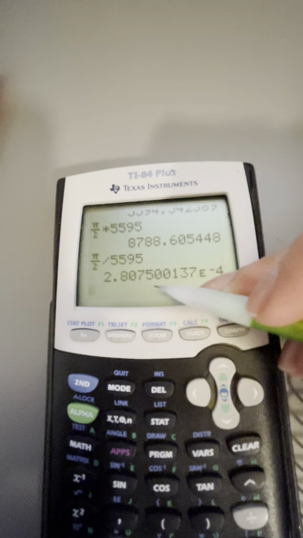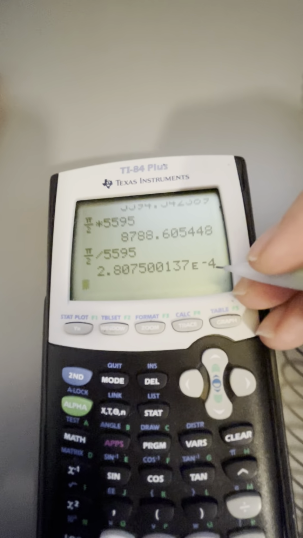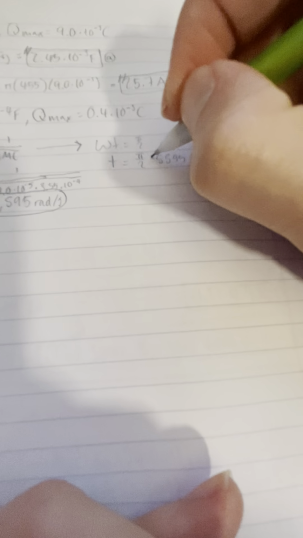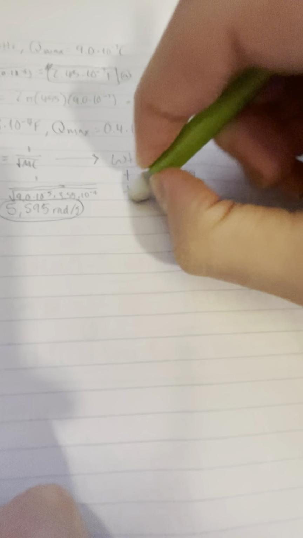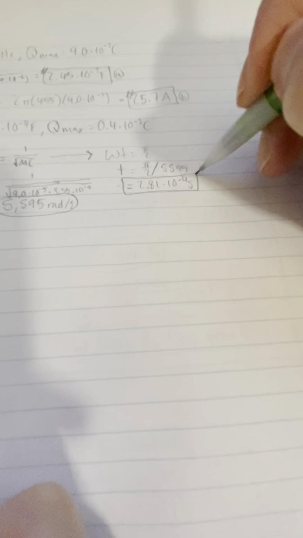So 2.81 times 10 to the negative fourth seconds after time equals 0. Yes, I was going to say that does not make sense. So not multiplying, it is divided since we're moving it over. So then t equals 2.81 times 10 to the negative fourth seconds is the first time that the capacitor charge is 0 after time equals 0.